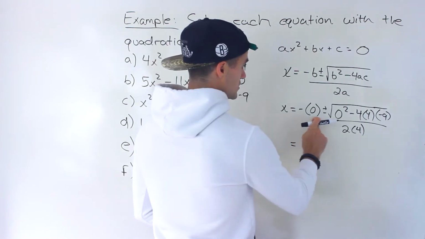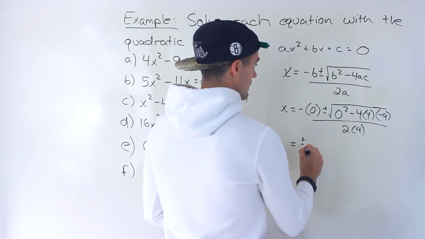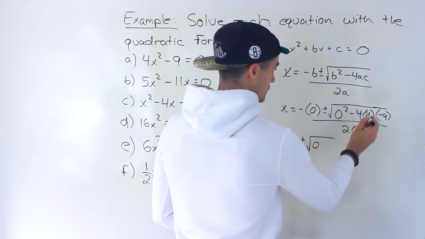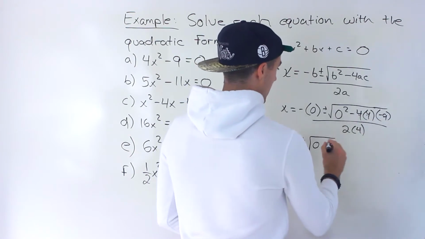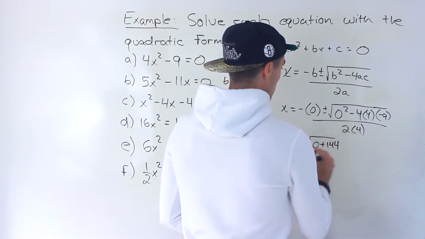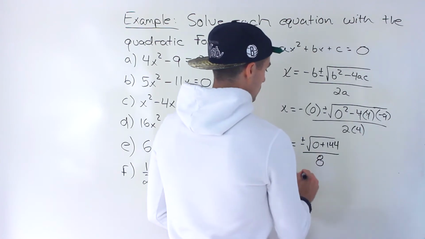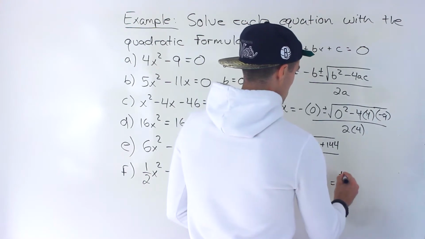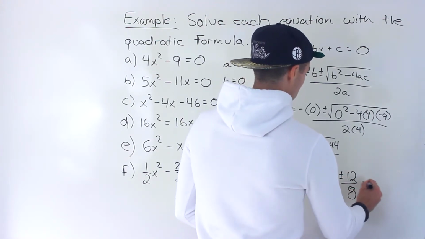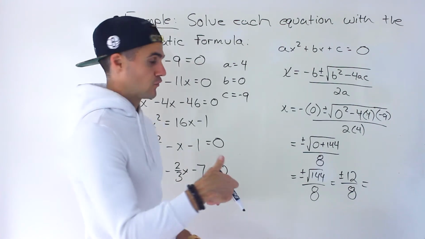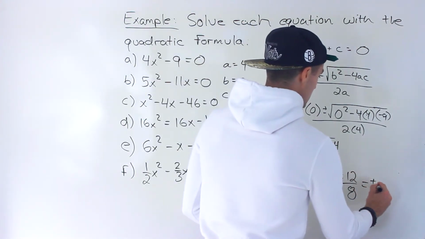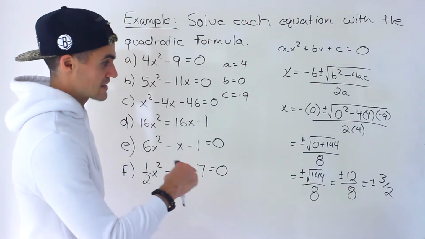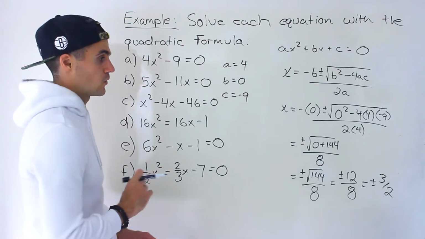So we'd end up with, this just ends up being 0, so we end up with plus or minus the square root of 0 squared, which is just 0, minus 4 times 4, which is negative 16, times negative 9 would give us positive 144. That's going to be all over 8, so we'd end up with plus or minus the square root of 144 over 8, which gives us plus or minus 12 over 8. Notice we could divide the numerator by 4 and the denominator by 4, so we do indeed get plus or minus 3 over 2 for the two x values. So exact same solution that we got when we did it with factoring.